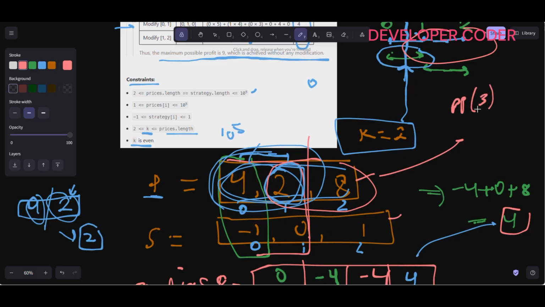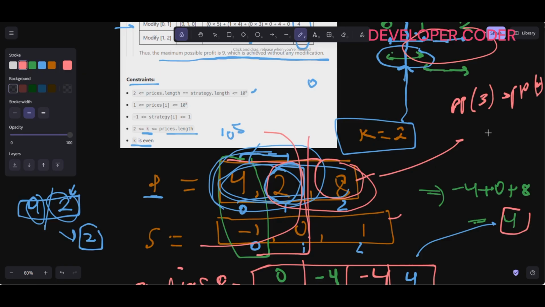Until 2 means 0 to 2, right? And from here, I only need to consider this part. I don't need to care about this part. So I only have to consider this now. Until 1 I don't need to consider, so I have to write pp2.